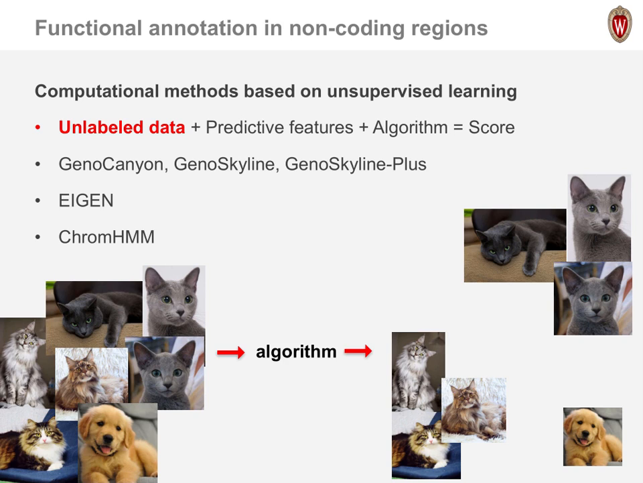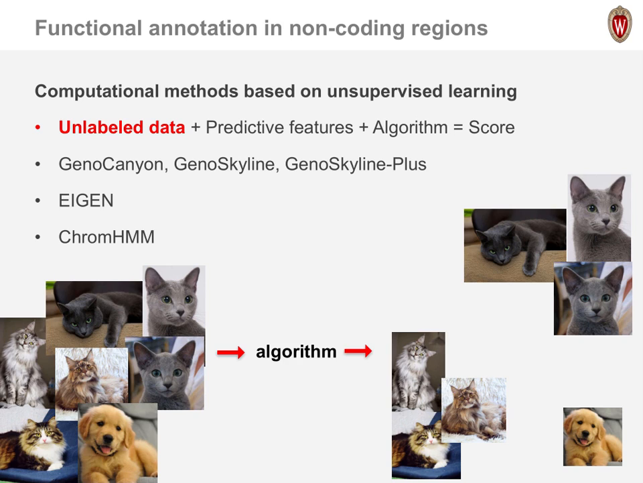Okay? So, there are methods. We actually developed some of the methods in this category. We have GenoCanyon, GenoSkyline, GenoSkyline Plus. The difference is that GenoCanyon is non-tissue specific. If you use things like transcriptome or epigenetic information, the raw data is tissue specific. If you only use, for example, microglia data to train the algorithm, the outcome is going to be microglia specific, right? So we started from non-specific to more and more specific.